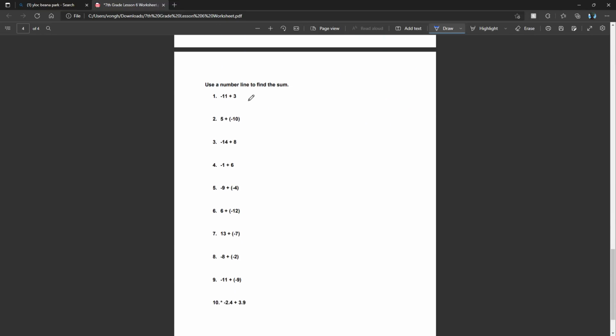Next, use a number line to find the sum. Really, honestly, if you have a number line, all you have to do is think about it. So, here's 0, and negative 11 is somewhere around here. Let's call this negative 11. You add 3. If you add 3 to negative 11, it goes 1, 2, 3 to negative 8. That's all you have to do.